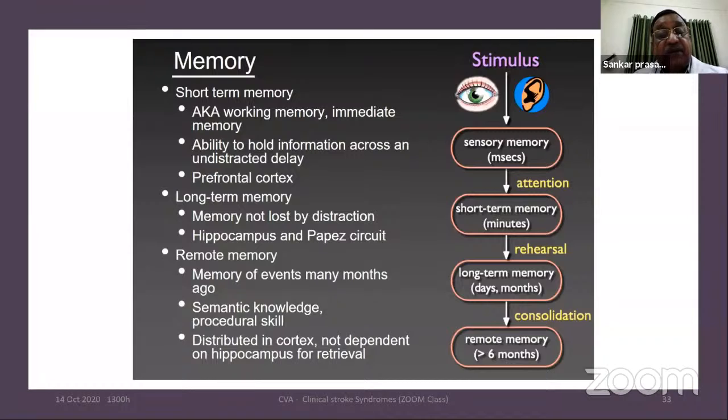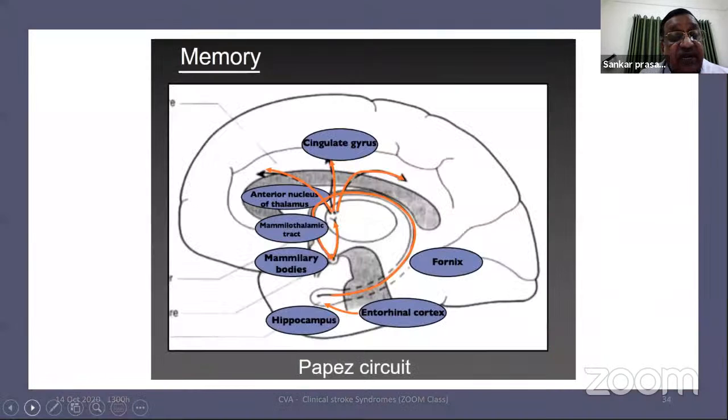So the long term memory becomes remote memory, and all these aspects of memory can be disturbed if the memory circuits are affected in the stroke. So you can see the entorhinal cortex, the hippocampus, the fornix, which is taking it to mammillary bodies, mammillothalamic tract, anterior nucleus of thalamus, and cingulate gyrus. This is the Papez circuit, and this reverberating circuit helps you in memorizing. Anterograde learning is possible with intactness of this circuit. If this is disturbed, then you'll have again memory disturbances.